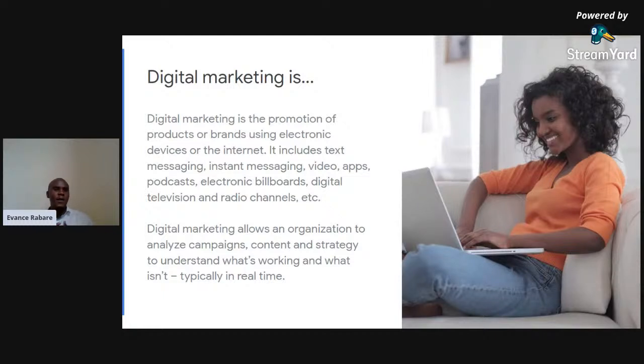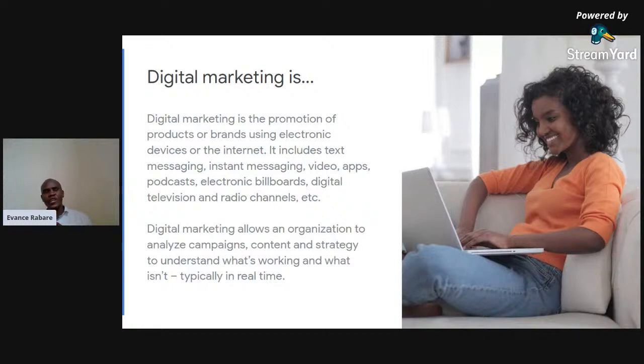Digital marketing allows an organization to analyze campaigns, content, and strategy to understand what's working and what isn't working. When you talk about digital marketing, we are talking about social media marketing, Google Ads, and content marketing. All of those are under the umbrella of digital marketing.